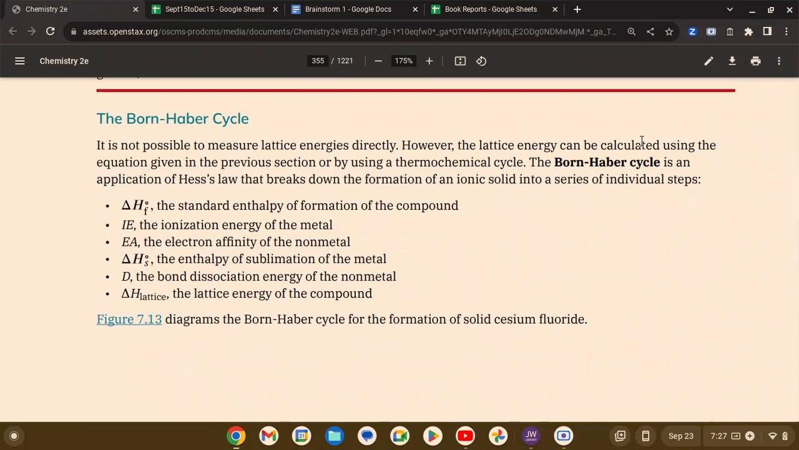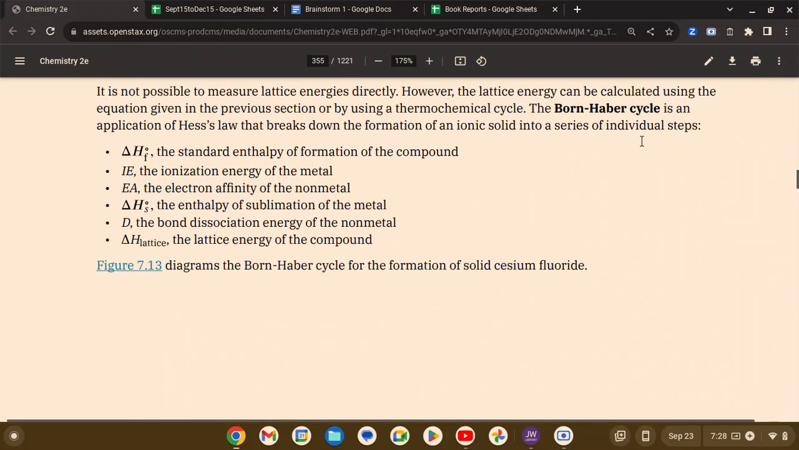The Born-Haber cycle. It is not possible to measure lattice energies directly. However, the lattice energy can be calculated using the equation given in the previous section or by using a thermochemical cycle. The Born-Haber cycle is an application of Hess's law that breaks down the formation of an ionic solid into a series of individual steps. The delta H of formation, the ionization energy, electron affinity, the delta H of sublimation, D is the dissociation energy, and delta H lattice.